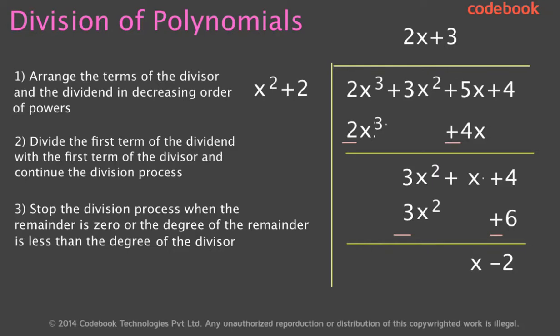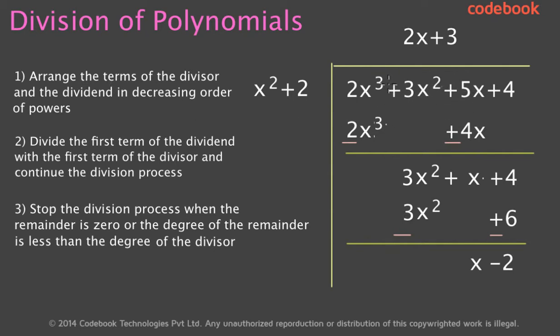In this lesson, we will talk about division of polynomials. So if you are given two polynomials, let p of x equal 2x cubed plus 3x squared plus 5x plus 4, and at the same time you have been given g of x equal to x squared plus 2, and you have been asked to divide p of x by g of x. You do so by following these three steps.